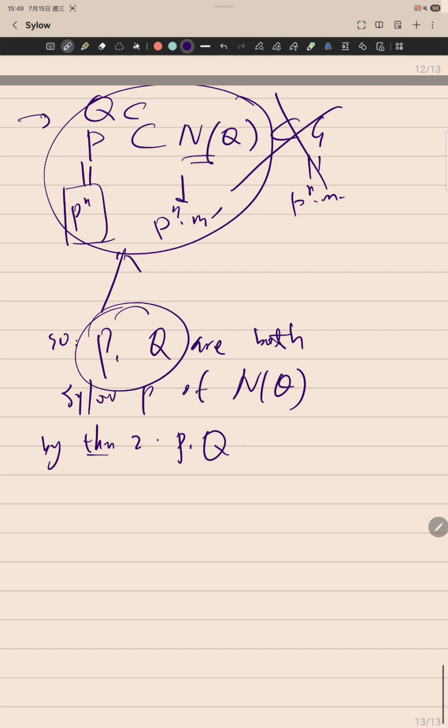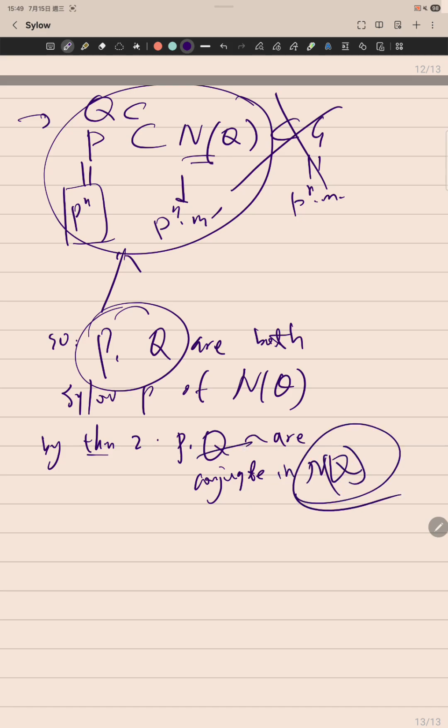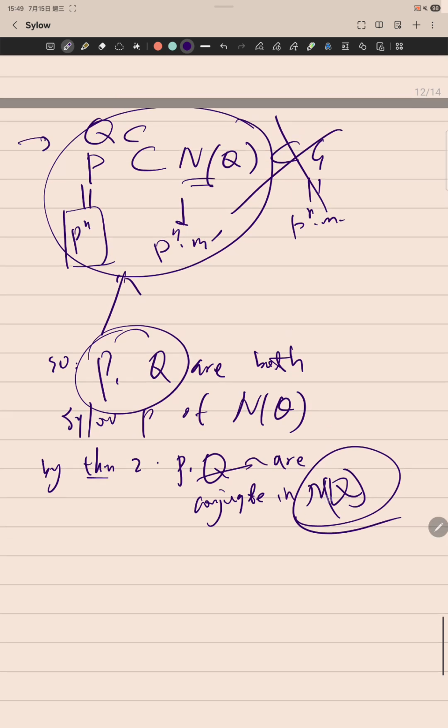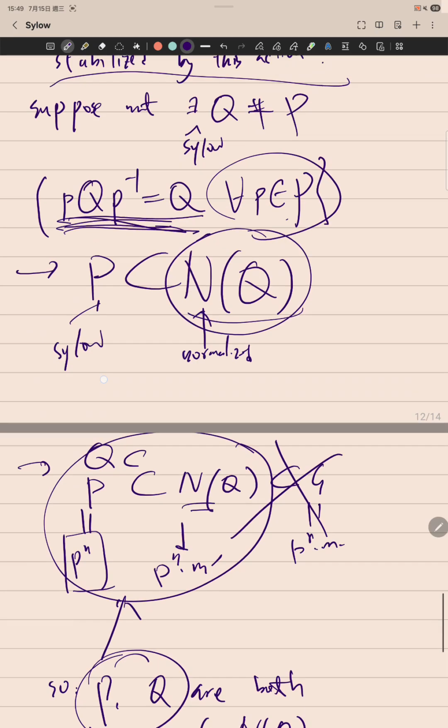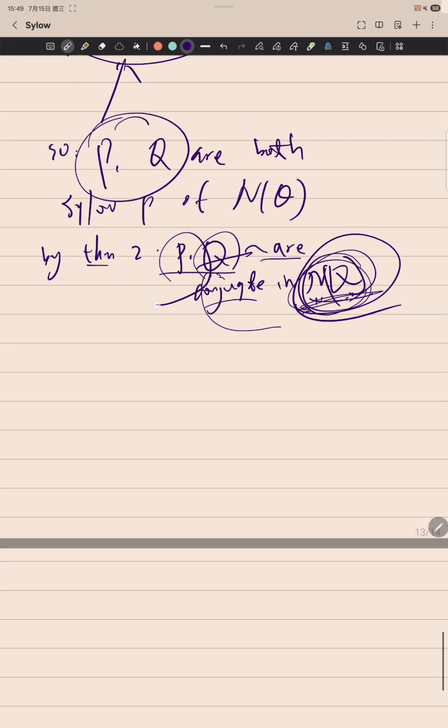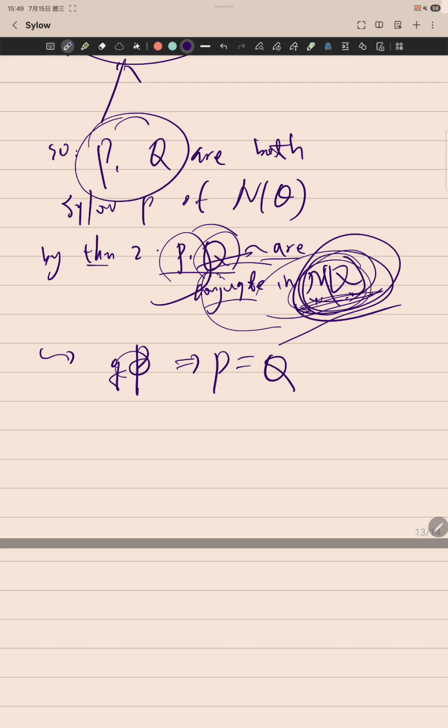So P and Q are conjugates in N of Q. But each element in N of Q normalizes Q, right? Because first you know that P and Q are conjugate in the normalizer of Q. But every element in the normalizer of Q conjugates Q to Q itself. Right? But P and Q are conjugate in N of Q. So this proves that P equals Q.